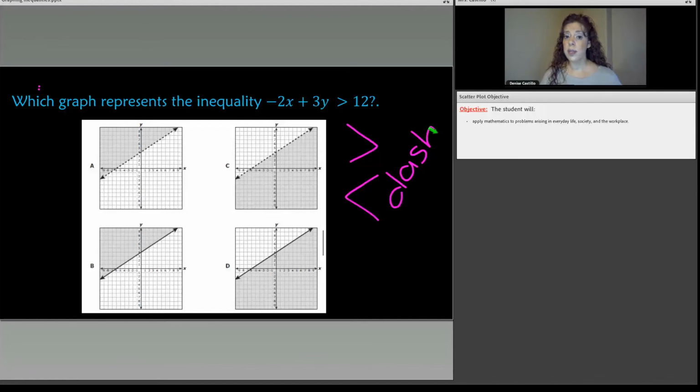Now, let's solve for this inequality. Notice that it is in standard form as well, and we're going to convert it to slope-intercept form, or y equals, so we can graph it. Okay, so we have negative 2x plus 3y is greater than 12.